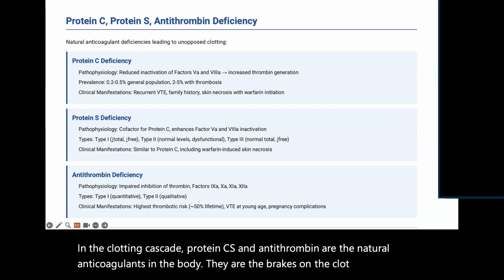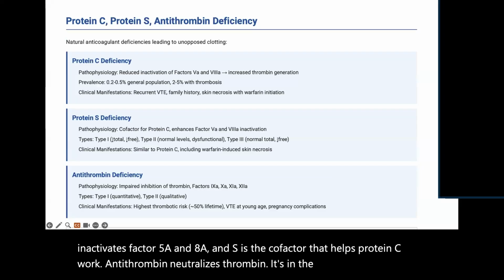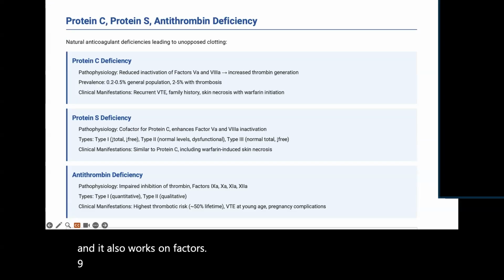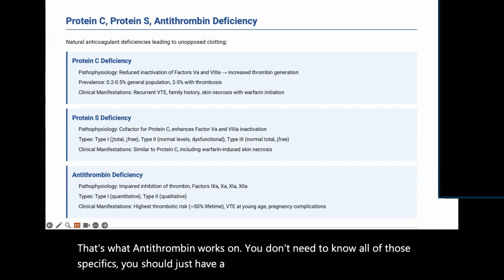C inactivates factor 5A and 8A, and S is the cofactor that helps protein C work. Antithrombin neutralizes thrombin. It's in the name, antithrombin. And it also works on factors 9A, 10A, 11A, and 12A. So 9 through 12A. That's what antithrombin works on. You don't need to know all of those specifics. You should just have a general idea of these thrombophilias.